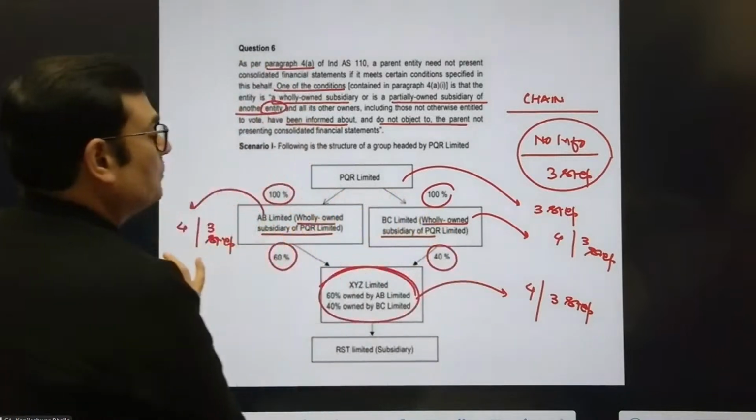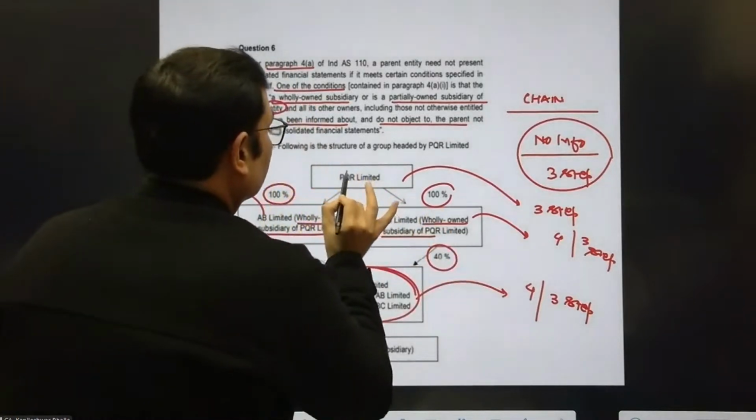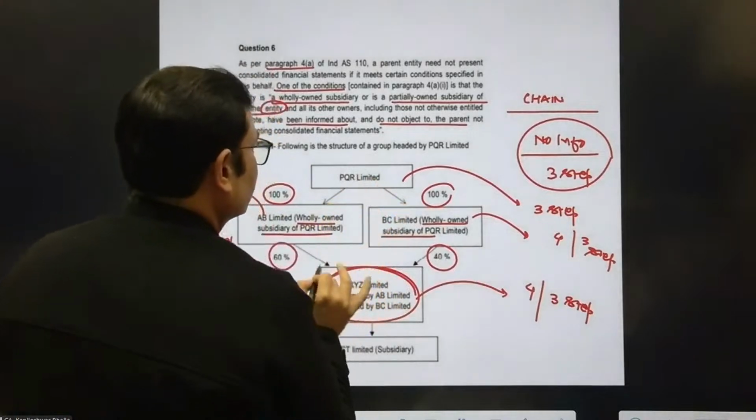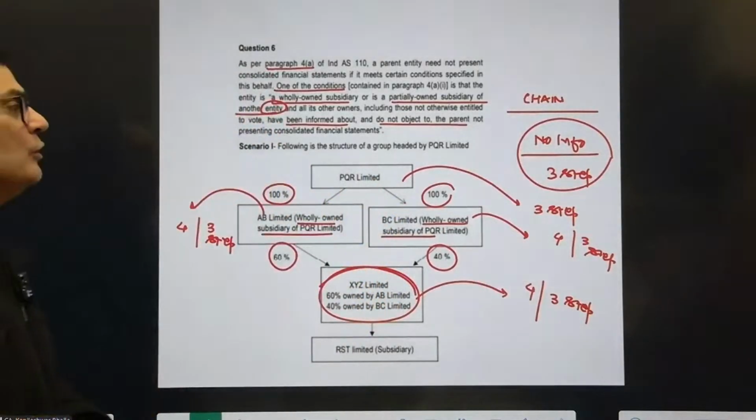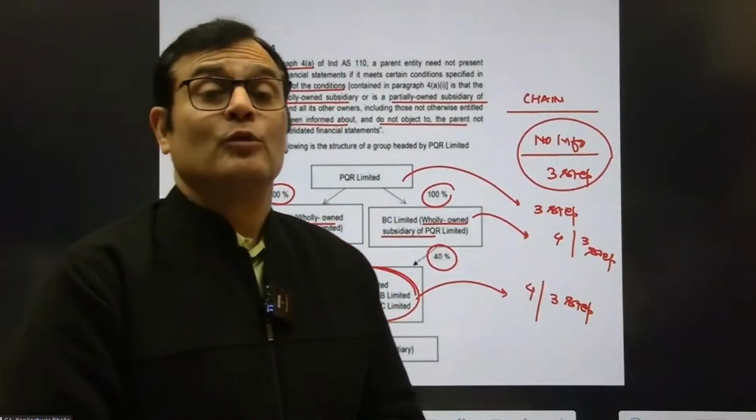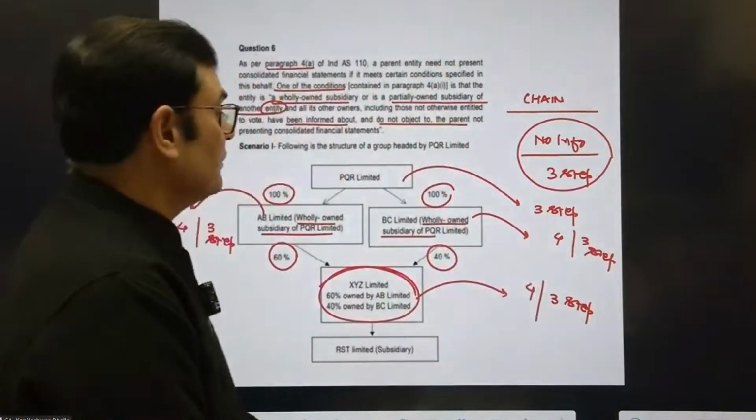Superb. So can I say PQR has an indirect stake of 60 through AB? Yes, sir. Indirect stake of 40 through BC. So he is the man who has a 100% stake in XYZ. So I need a no objection only from PQR. I don't need a no objection from BC.